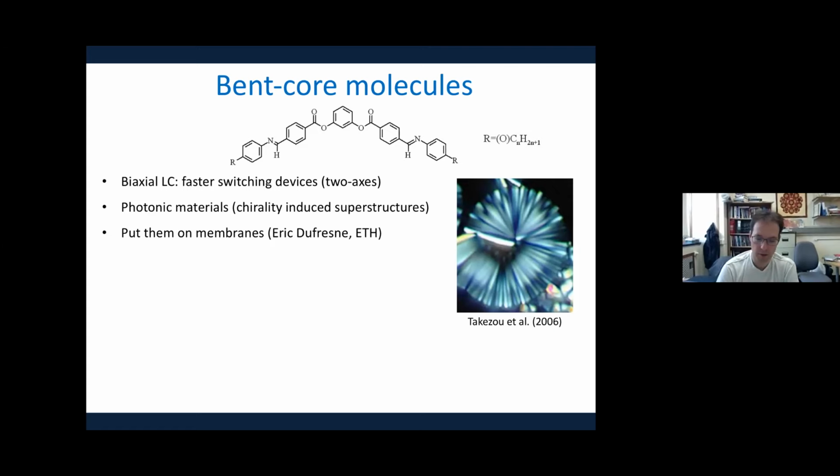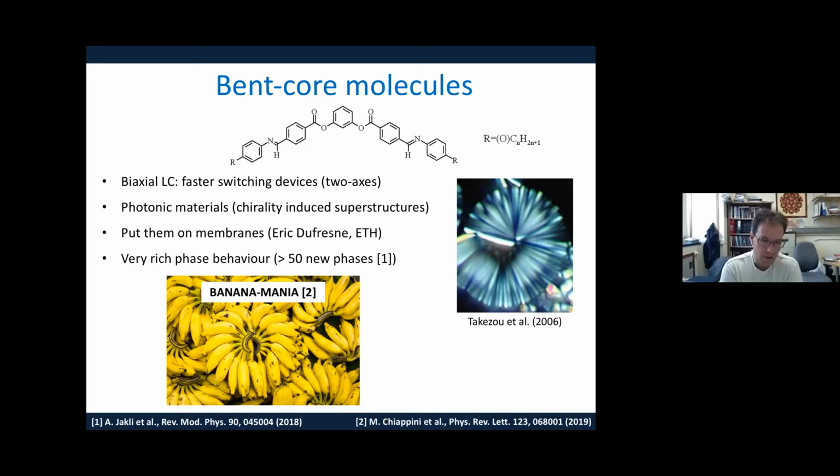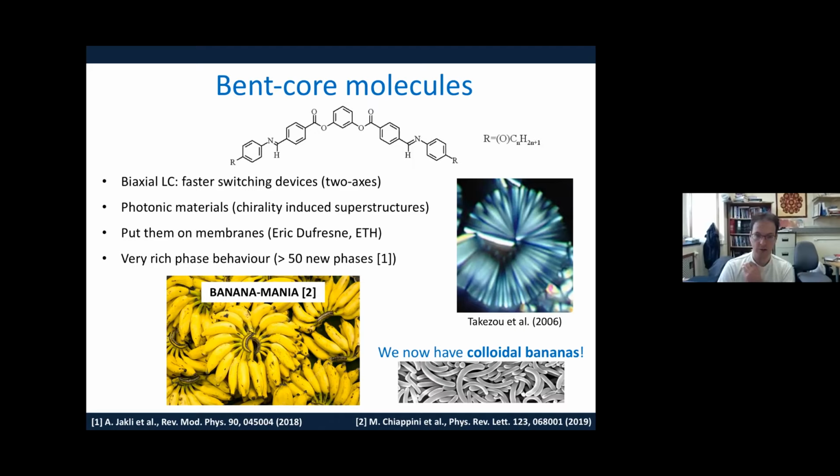And for us, interesting is, of course, what do they do? What is their phase behavior? And this brings me back to the banana mania that I brought up earlier already. There's only one difference now. The previous time I had this slide up, I said colloidal bananas question mark. But now, of course, we have them, right? We have these colloidal bananas to look at these liquid crystalline phases at the particle scale.